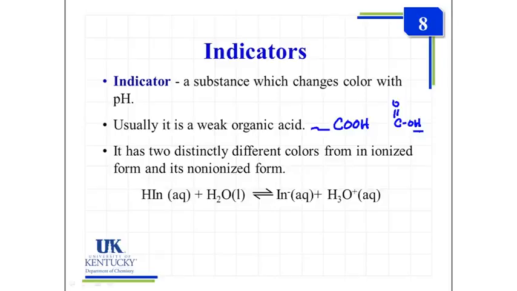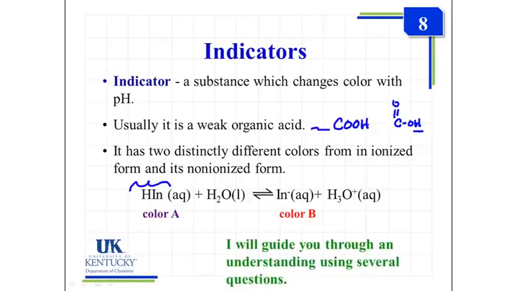So HIn I'm going to use to represent my indicator. The H at the front is showing that it is an acid. And as an indicator, if it's placed in an aqueous solution, it will be undergoing this equilibrium. This acid has a certain color, and I'll call it color A for the acid form and color B for the ionized form. This indicator will undergo changes in its equilibrium according to Le Chatelier's principle.